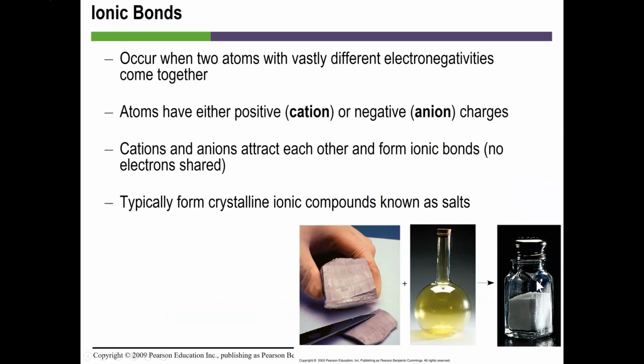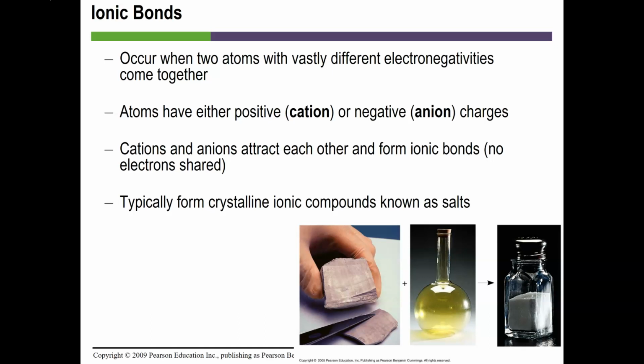Ionic bonds occur when there's two atoms that have really different electronegativities. We're going to have an atom that ends up with a positive charge. The term for that is a cation. Or we're going to have an atom with a negative charge, and that's an anion. We have to have these oppositely charged atoms to have an ionic bond form. These opposite charges, the cations and the anions, are attracted to each other. Opposites attract. They form ionic bonds.